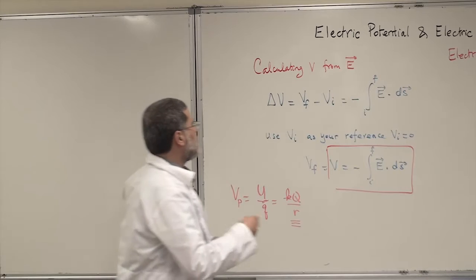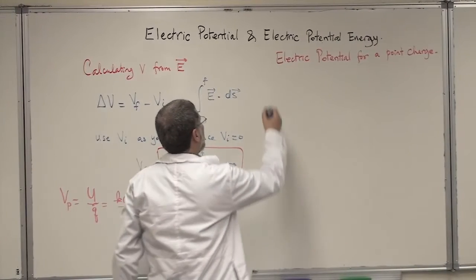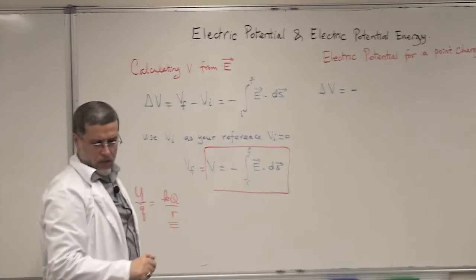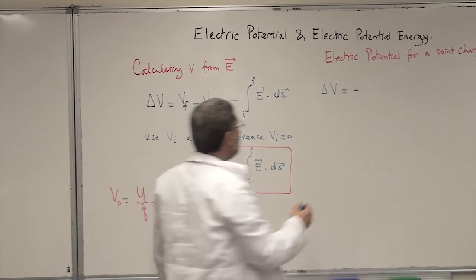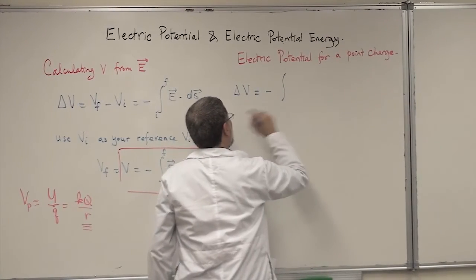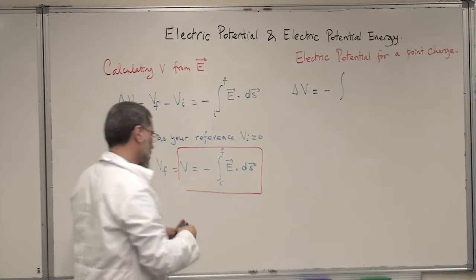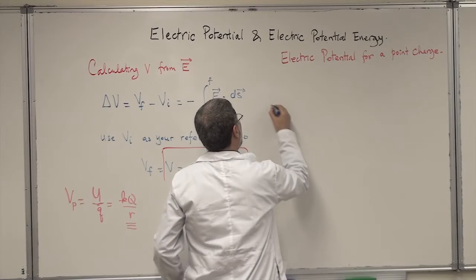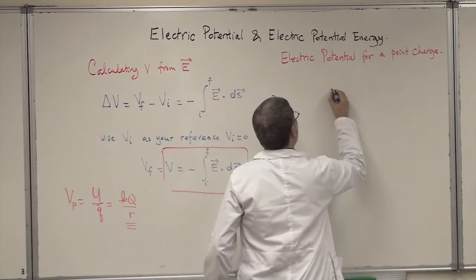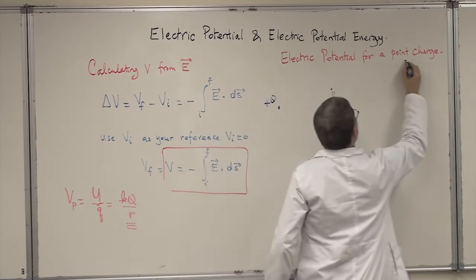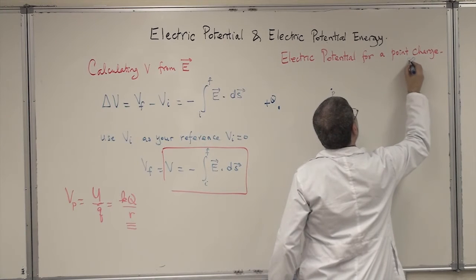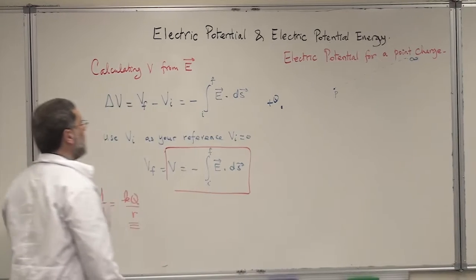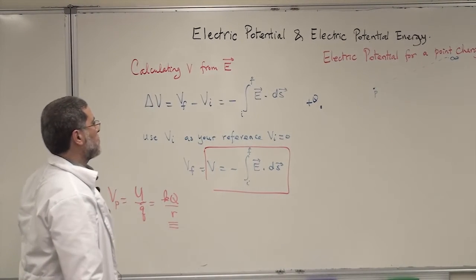So we start from this equation here: delta V equals minus the integral of E dot ds. Of course, I have to draw. I have a charge here, plus Q, for example, and I'm going to go from a point P to infinity. So I'm going to calculate delta V here.